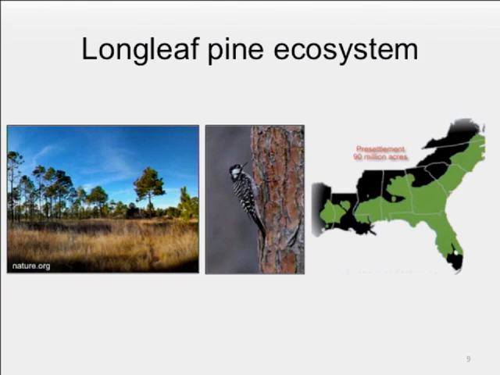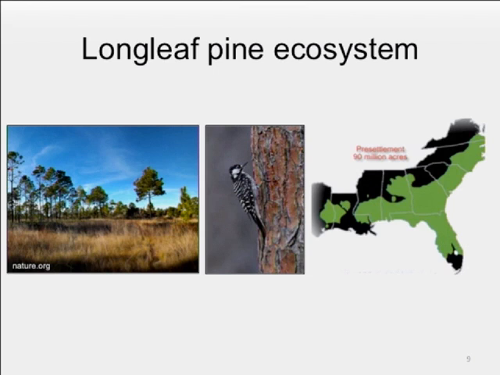The setting for the corridor experiment is the longleaf pine ecosystem. The longleaf pine ecosystem is characterized by this open structure, where you have scattered longleaf pine trees and an herbaceous understory. This structure is maintained by fires. It's a fire-adapted and fire-dependent ecosystem.